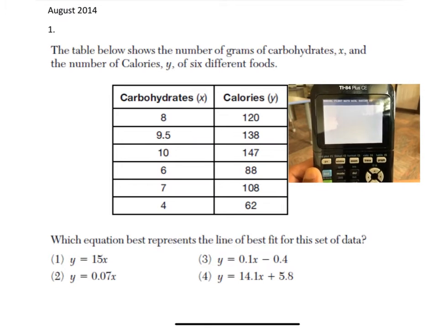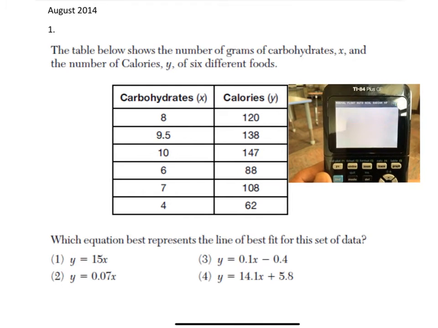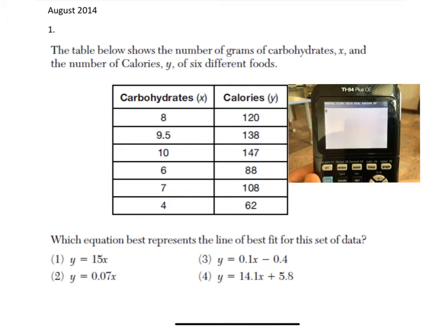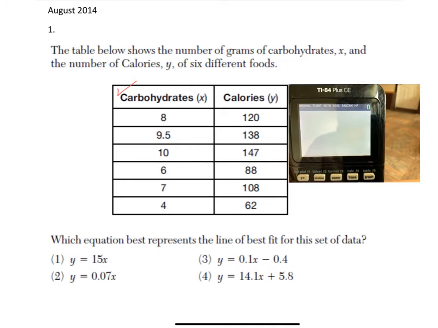So for this question, August 2014, the table below shows the number of grams of carbohydrates X and the number of calories Y of 6 different foods. So we have that information right here. What I'm going to do is just use the calculator to my advantage. So we know the procedure to enter these values.